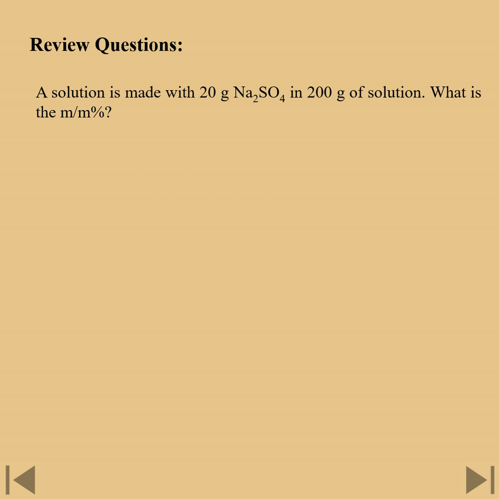We're told a solution is made with 20 grams of sodium sulfate and 200 grams of solution, and we're asked what is the mass percent. Okay, we've got a calculation before us, and for this we have an equation, our percent equation. Any percent equals your subject over your total times 100%. It's usually real easy to tell what your subject and what your total are. Our subject is the amount of solute, and the total is just that, the total amount of solution.